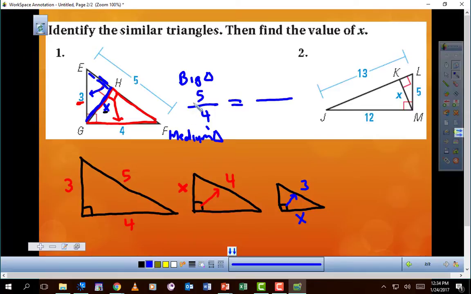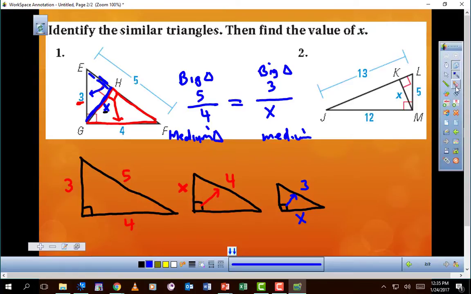So I say 5 is to 4. Now I take this side, the small side of this big triangle. It's the smallest leg, and this side matches up with that one. Does that make sense? So I'm going to use the big triangle again. The big triangle goes on top, medium goes on the bottom. In this case, I'm going to put 3 is to x. Once you set up the proportion, it's an easy problem. You can just cross multiply and get x.